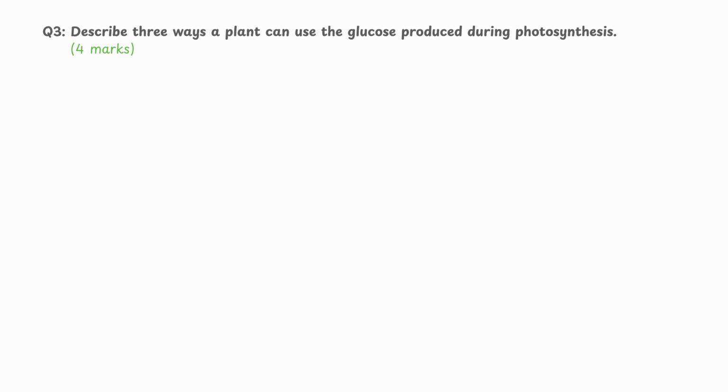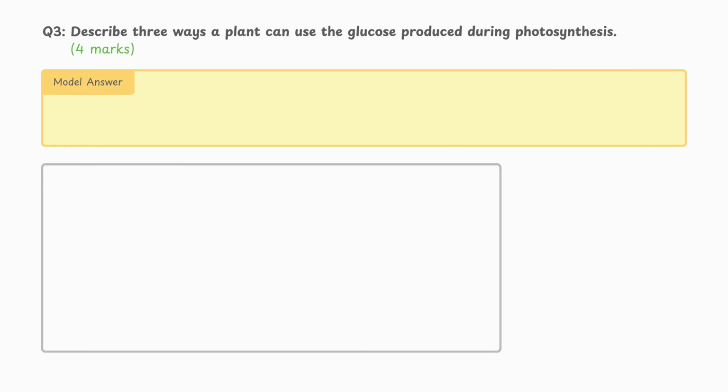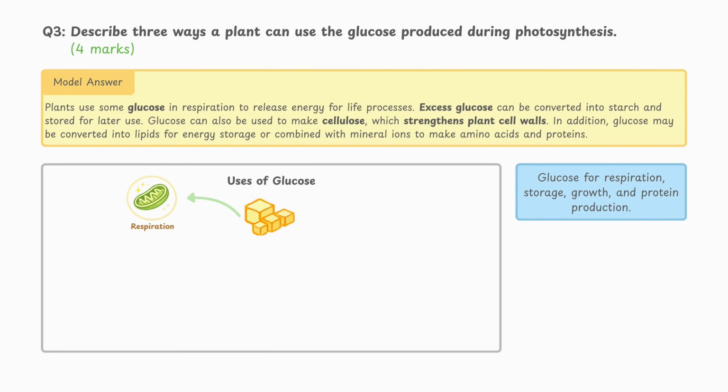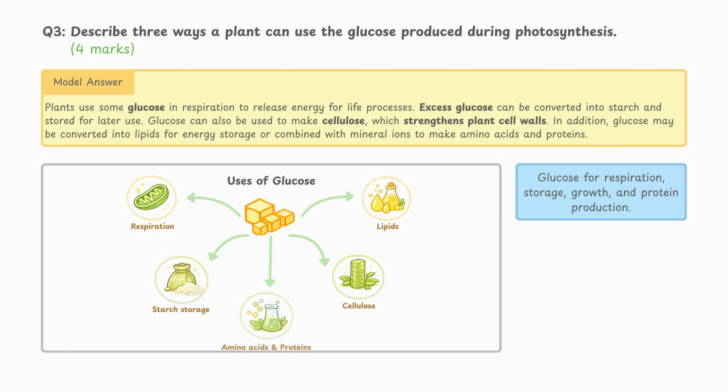Question number 3. Describe 3 ways a plant can use the glucose produced during photosynthesis. Plants use some glucose in respiration to release energy for life processes. Excess glucose can be converted into starch and stored for later use. Glucose can also be used to make cellulose, which strengthens plant cell walls. In addition, glucose may be converted into lipids for energy storage or combined with mineral ions to make amino acids and proteins.